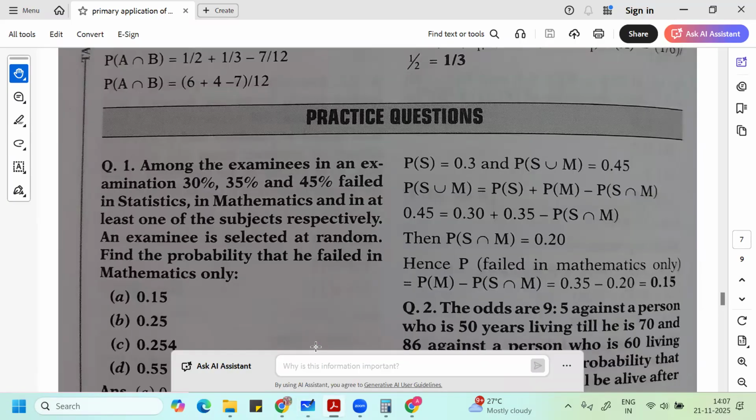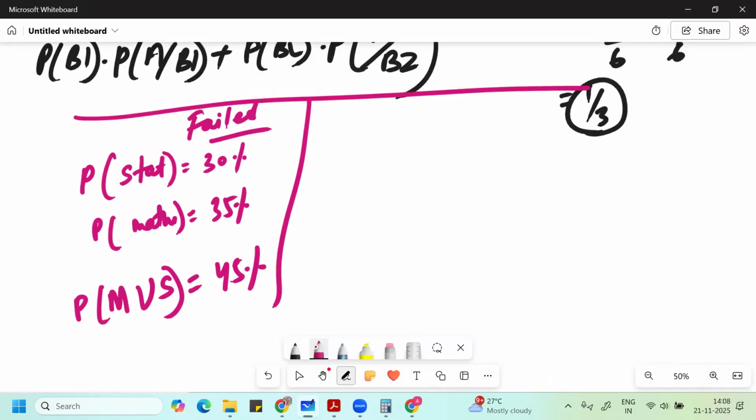Okay, an examinee is selected at random. What is the probability that he failed in maths only? Failed in only maths. Okay, so it is like this.